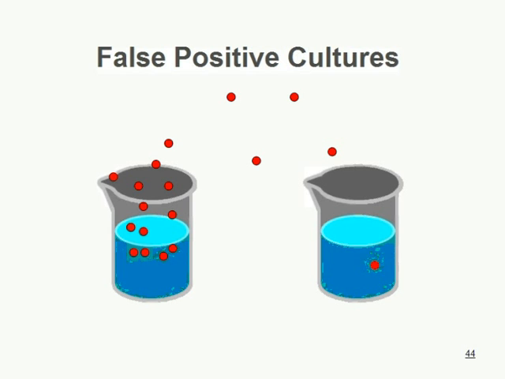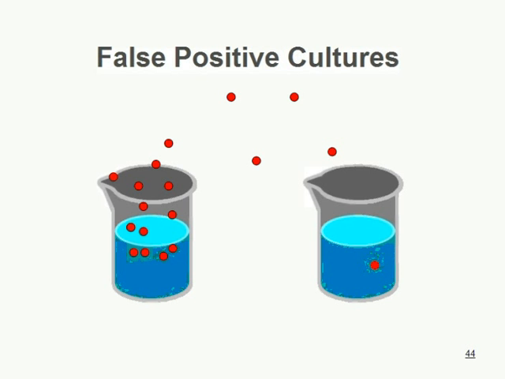Usually something will happen in the laboratory where two test tubes touch each other. There's some aerosolization, often invisible, that occurs so that the organism spreads, or sometimes there's a spill. Often when we investigate false positive cultures, we find it very hard to identify the exact instant that that contamination occurred.